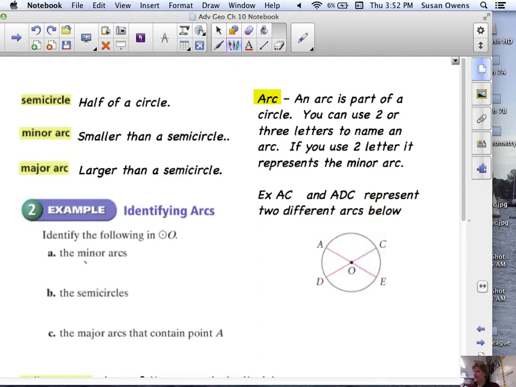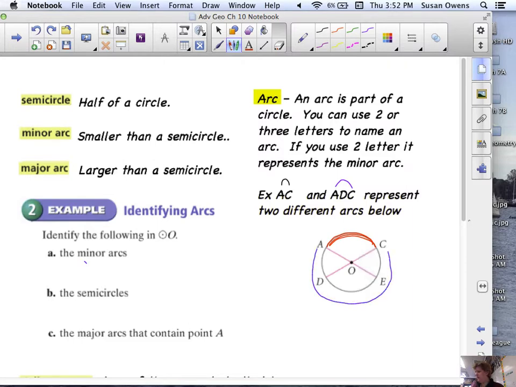So for example, down below, if I say arc AC, then that would have to be this arc that only goes from A to C, and it would be the minor arc. But if I say ADC, then that would be the arc that went from A all the way around through D and then finally to C, which would be that arc right there. So those would represent 2 different arcs.